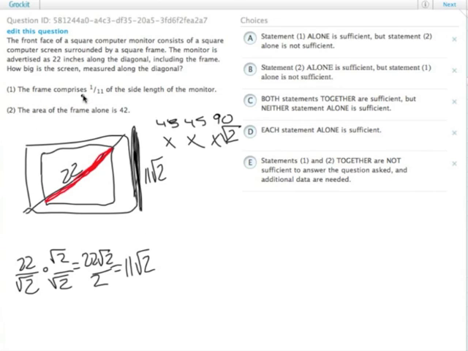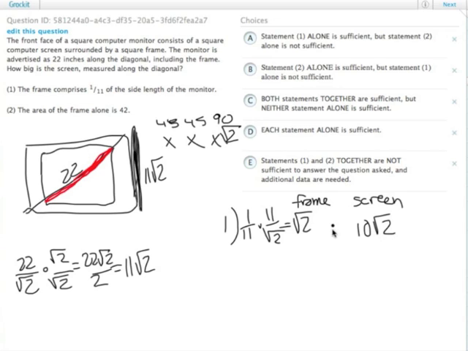So statement 1 tells us that the frame comprises 1/11th of the side length of the monitor. 1/11th of 11 times the square root of 2 equals just the square root of 2. So that's the frame. The frame amounts to that amount. So the screen must be what's left. If 11 times the square root of 2 is the whole thing, the frame is just 1 times the square root of 2. The screen side length must be 10 times the square root of 2 because we've subtracted 1 for the frame.